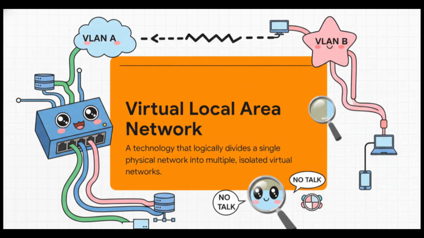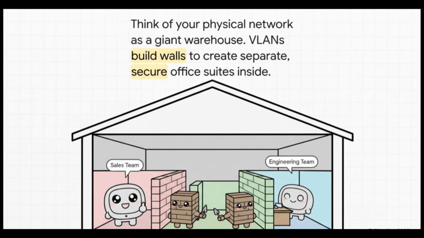At its core, it's a technology that lets us take one physical network and just logically slice it up into as many isolated virtual networks as we want. What's so cool is that even if devices are plugged into the very same switch right next to each other, if they're in different VLANs, they might as well be on different planets. They can't see each other, they can't talk to each other. It's that simple.